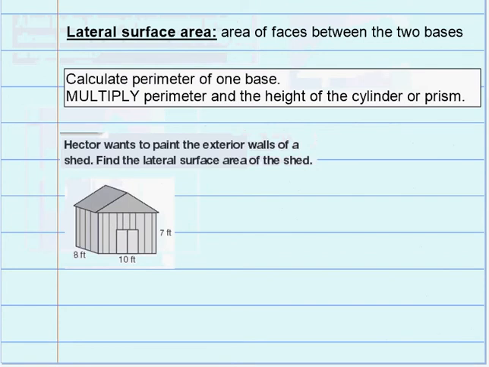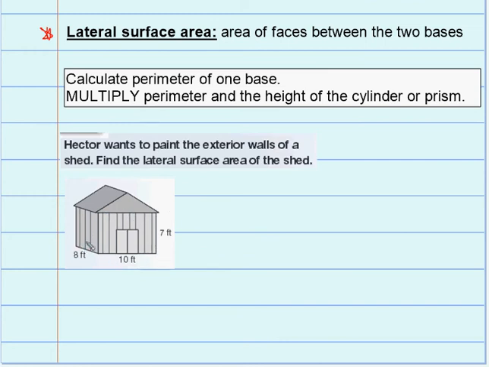Okay, last thing for today, lateral surface area. We've already talked about that. It's the area of the faces between the two bases. So it's the area, but not of the two bases. So you can calculate the perimeter of one base and multiply the perimeter and the height of the cylinder or prism. So in this example, Hector wants to paint the exterior walls of a shed. Find the lateral surface area of the shed. So he's not painting the bottom and he's not painting the top.